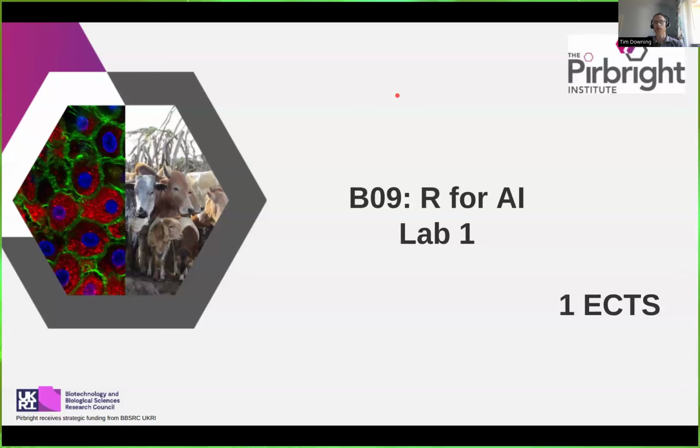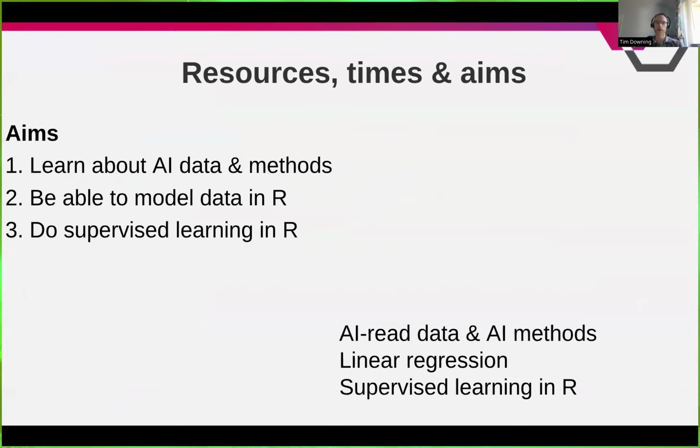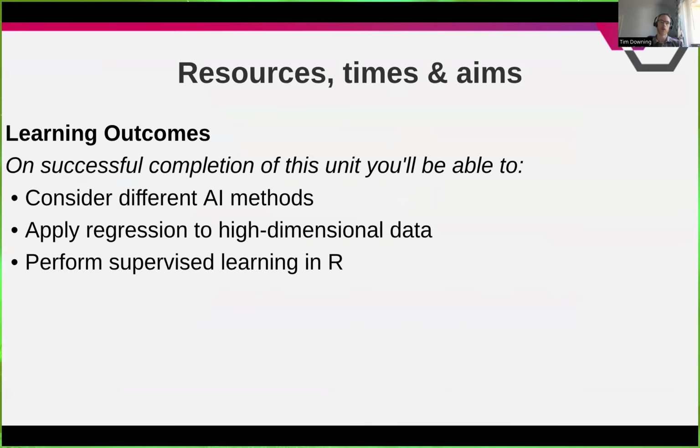Welcome to the first demo video for our course on B09 R for AI. What we're going to talk about here is how you're going to learn about using different AI methods and applying supervised machine learning to a simple data set using regression approaches. This extends existing introductory videos that we've looked at before, so please see them first.